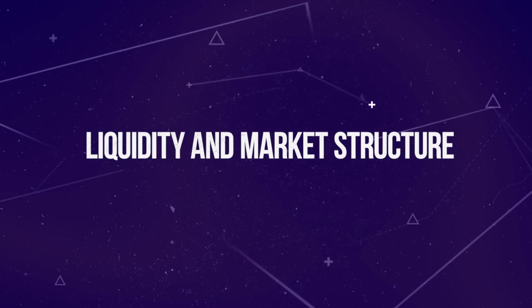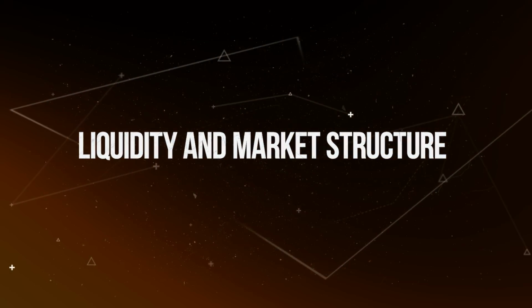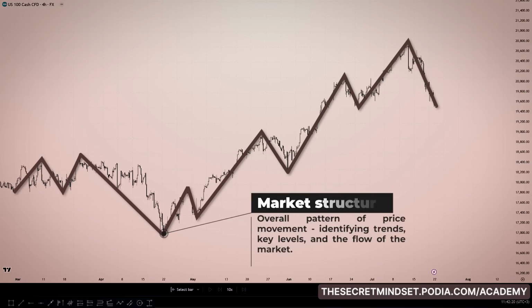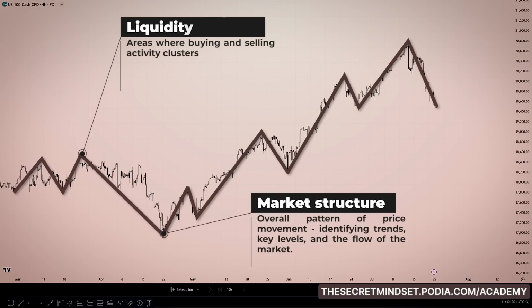Liquidity goes hand in hand with market structure. Market structure refers to the overall pattern of price movement. It's about identifying trends, key levels, and the flow of the market. Liquidity is about where buying and selling activity clusters. These two concepts work together to shape market behavior.